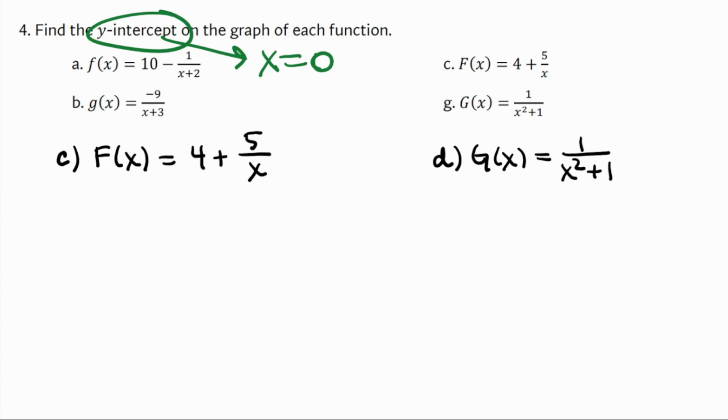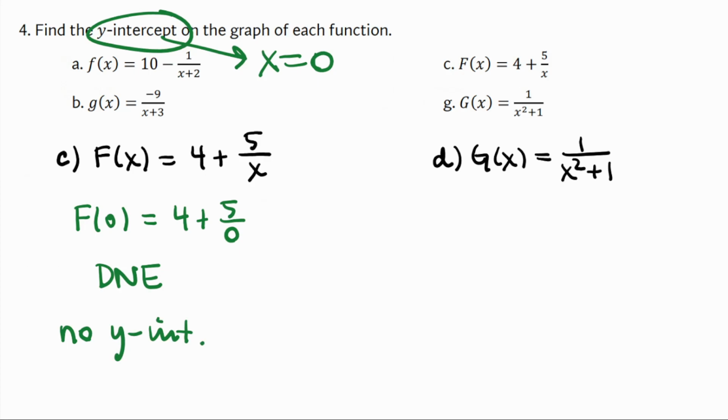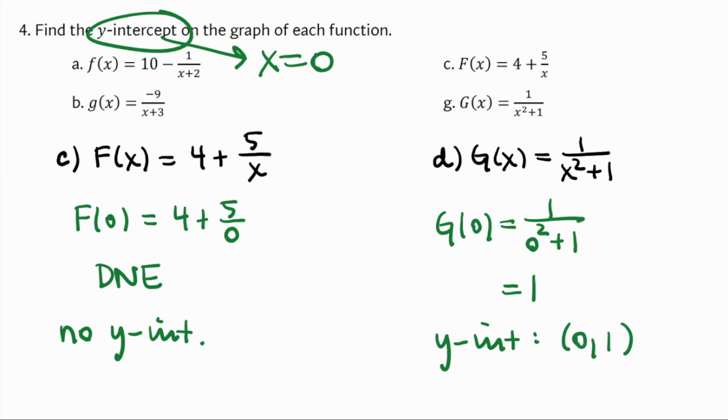And the next two will go just the same. We're going to plug in 0 and get 4 plus 5 over 0. Wait a second, that doesn't exist. 5 over 0, that's not a real number. It's undefined, so I'm going to say does not exist. Okay, there's no y-intercept. And then for g of x over here, I'm going to plug in x equals 0 and get 1 over 0 squared plus 1. So it's just going to end up being 1. So my y-intercept is 0 and 1.